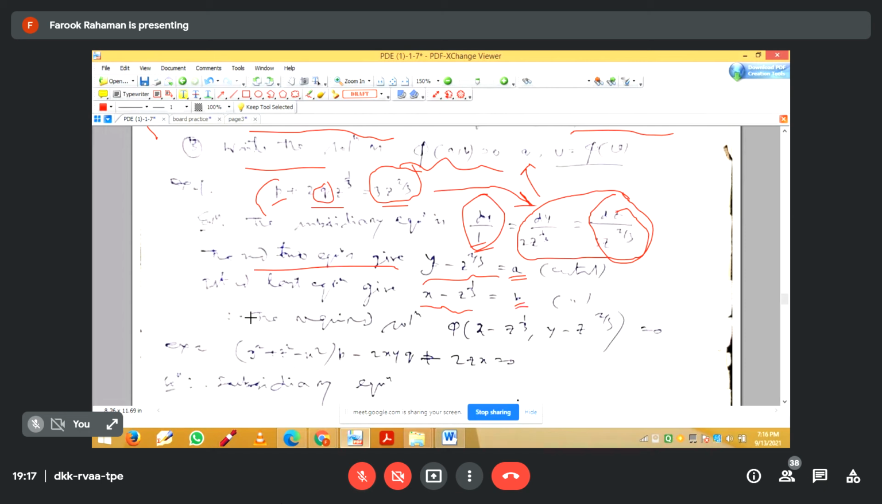So the corresponding solution is a function of a and b. These are the solutions a and b. Phi is an arbitrary function. So what is a? a equals this one. What is b? We write this one as b. So this is the solution. Very simple to solve the partial differential equation.